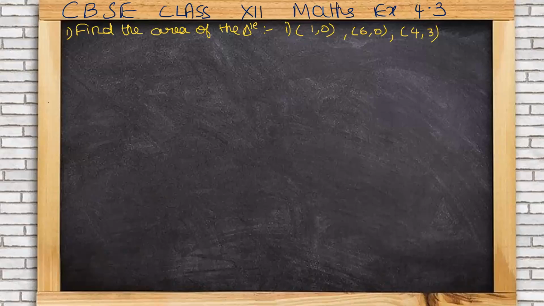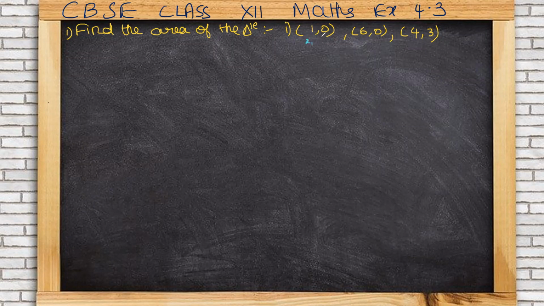Hi dears, in this video we'll discuss exercise 4.3. Question number 1 is to find the area of the triangle, and whenever you have the vertices given like this, you can just take it as x1, y1, x2, y2 and x3, y3. This is just a mere substitution in the formula. There is no further step before the formula.